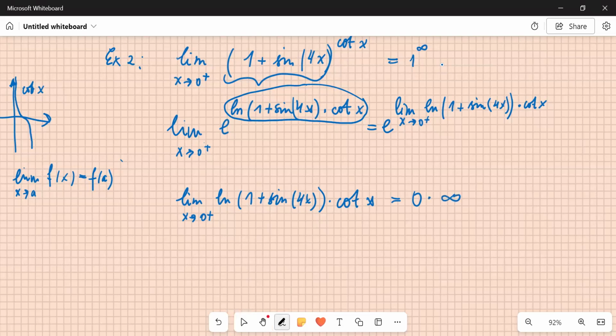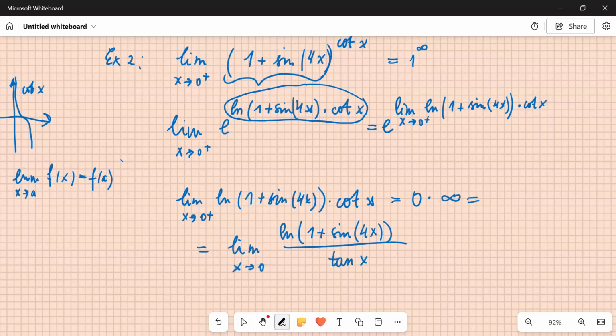And we do have the product of 0 and infinity, which we can turn into a fraction. Well, according to my rule, never put ln down, I'm going to put cotangent down. So limit of ln of 1 plus sine of 4x, and down here, what is 1 over cotangent? I'm supposed to write down 1 over cotangent of x, right? But 1 over cotangent is actually tangent, right? So I'm going to erase cotangent and just write down tangent.